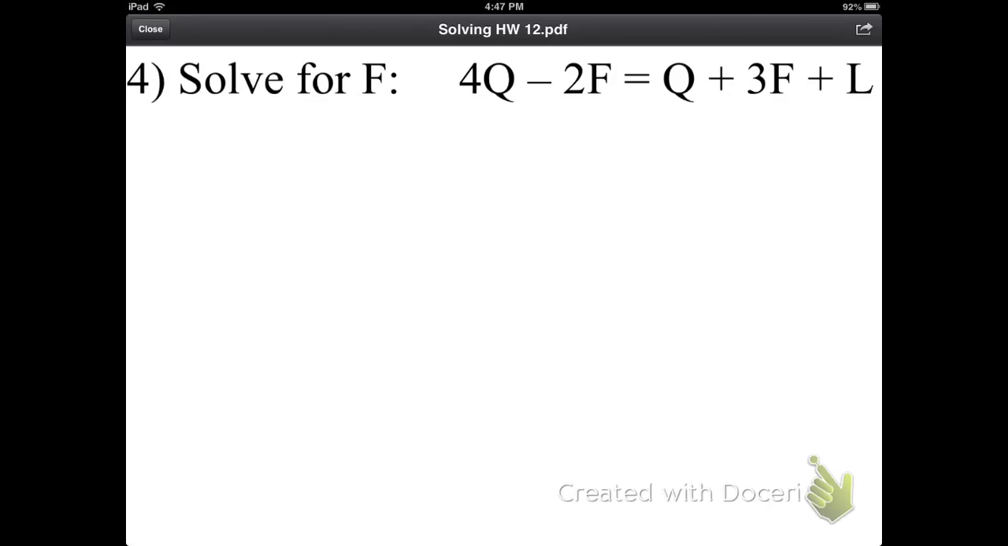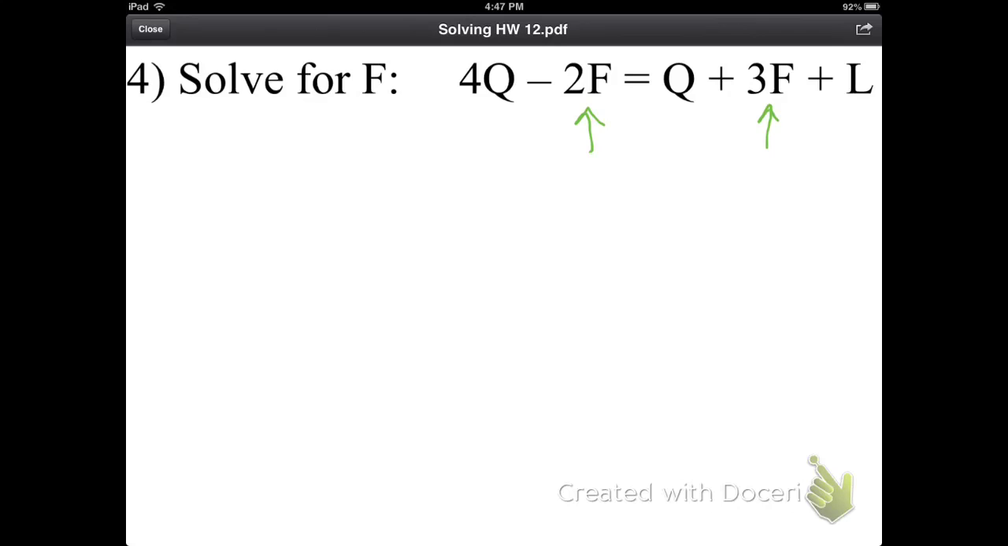We're trying to solve for f. Notice how there's f here and f here. Okay, imagine they're x's. You need to get them on the same side. I'm going to choose to have my f's on my left side. Well, because I can.